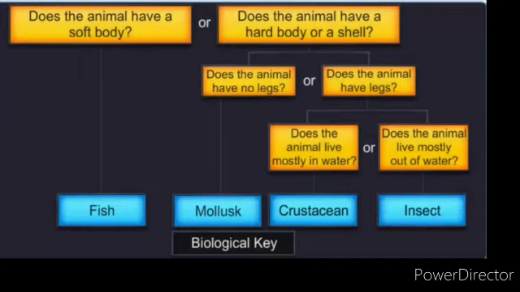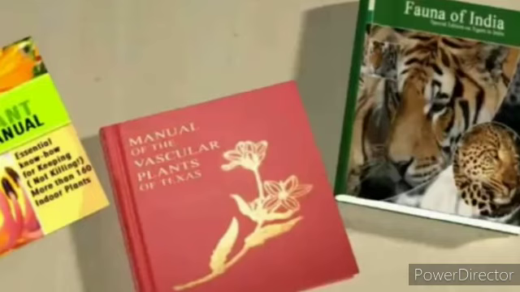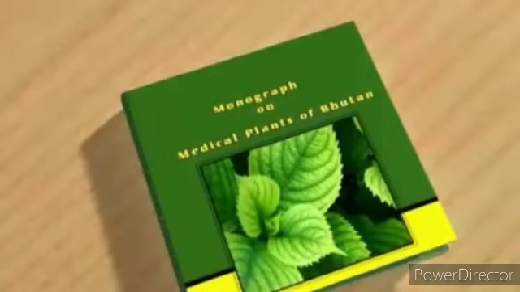Next taxonomical aid is flora. Flora means the plant species present in a particular geographical area. Then fauna is also another taxonomical aid. Fauna is the animal species present in a particular geographical area. Again, the next taxonomical aid is monograph.